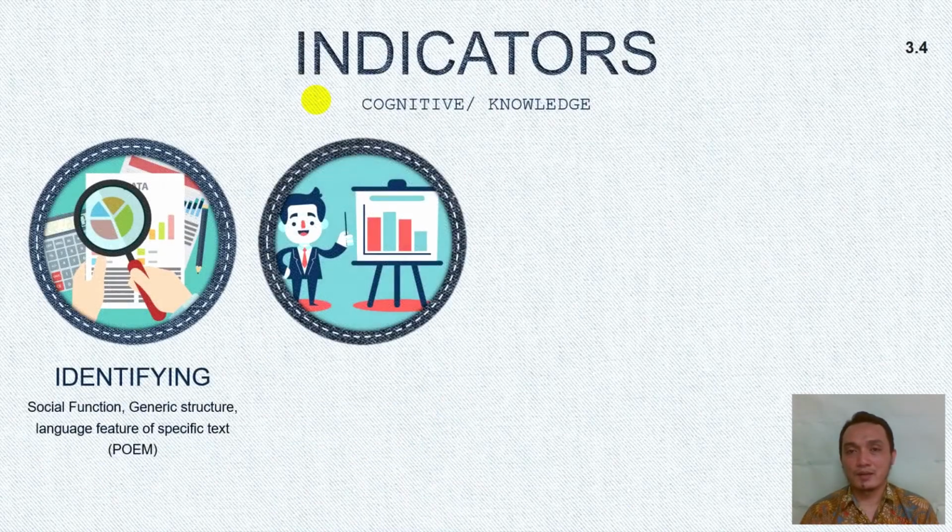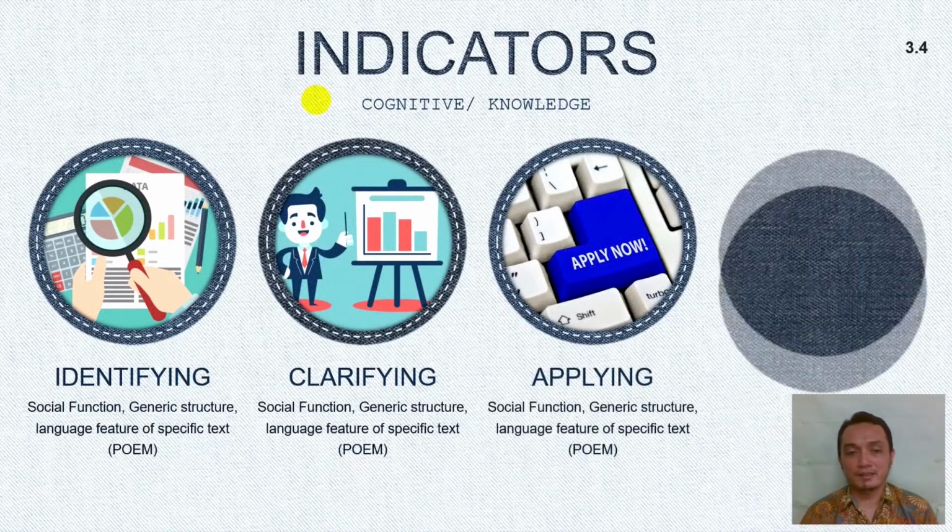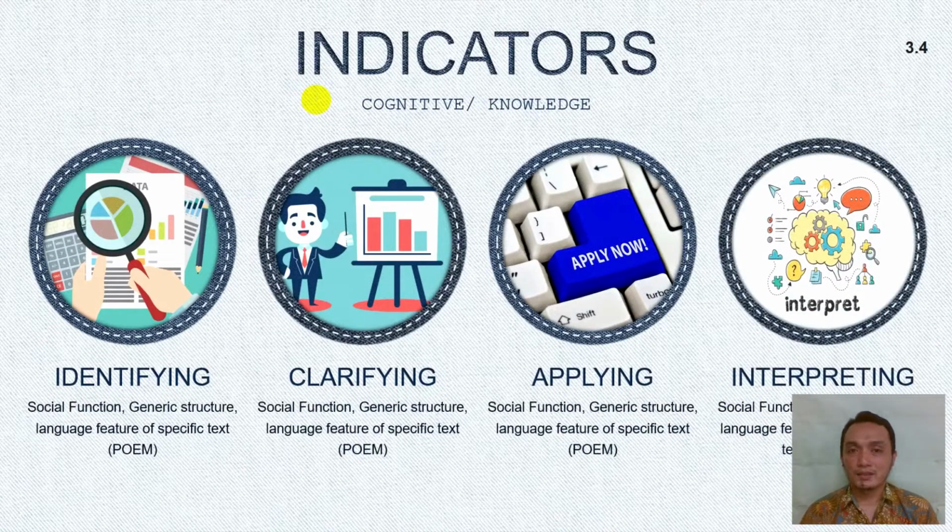The indicators of 3.5 in basic contents: the first is identifying. In the first stage, you should identify the social function, text structures, and also the language features of specific text in a poem. The second is clarifying, by understanding the contents of the poem and relating it with the social function, generic structure, and language features of the text of the poem. After you understand the concept and the contents of the poem itself, you apply the social function, generic structures, and language features of specific text, relating to how to make a poem.